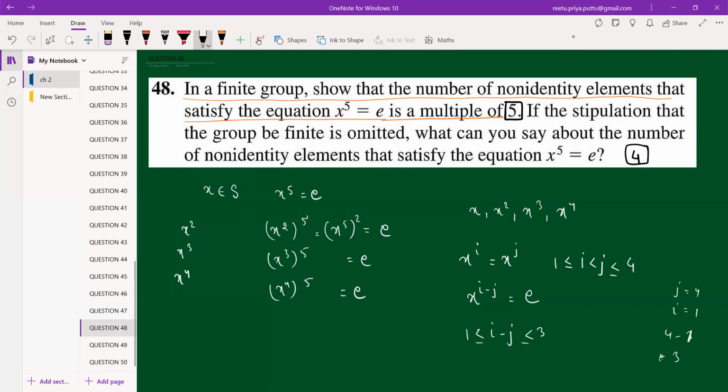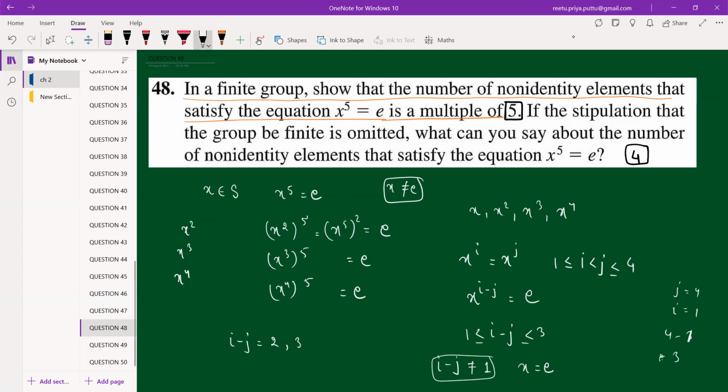Now I would like to say that i minus j is not equal to 1. Why is this? Because then x will be equal to identity. But we have considered that x is a non-identity element. So i minus j is not equal to 1. Okay. Then what can i minus j be? So i minus j can be 2 or it can be 3.